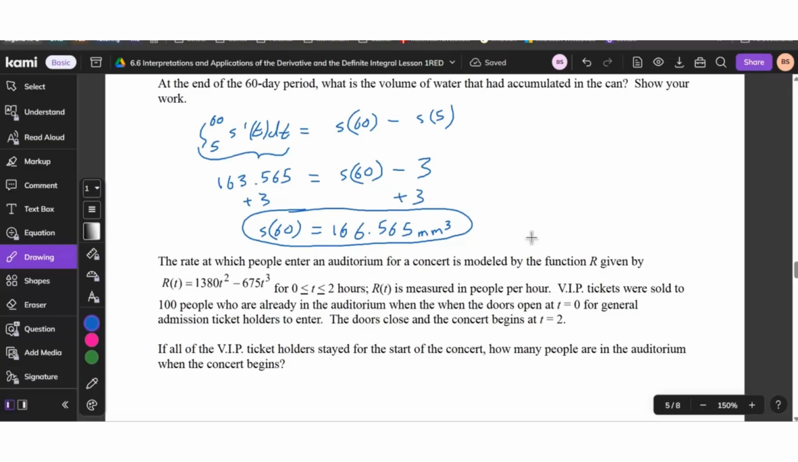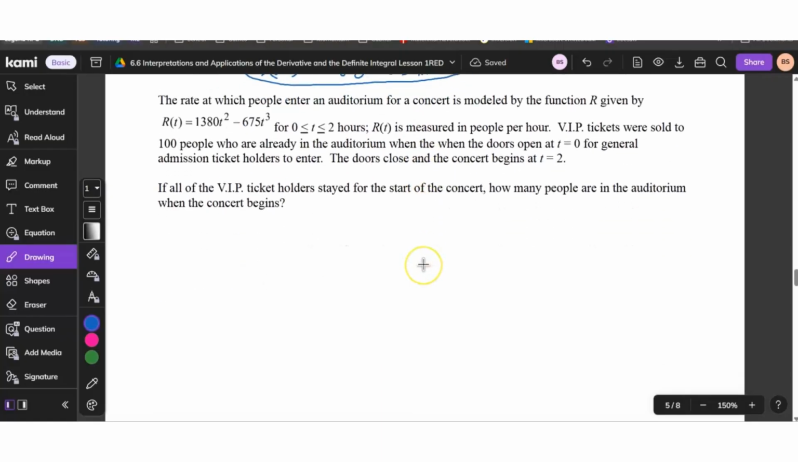Wouldn't the answer of the problem just be the 100 and whatever the integration gave us? No, yes, forget it. Okay. The rate at which people enter an auditorium for a concert is modeled by the function R given here. So that is already going to be a rate. Even though it's not said like R prime, it is a rate, right? R of t is measured in people per hour.